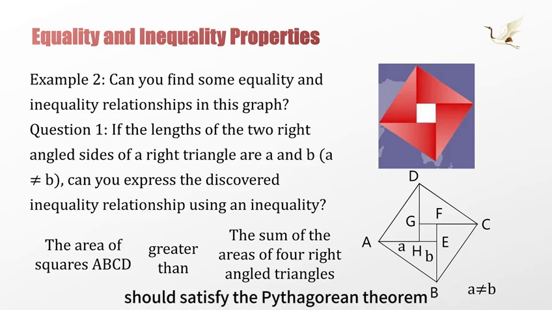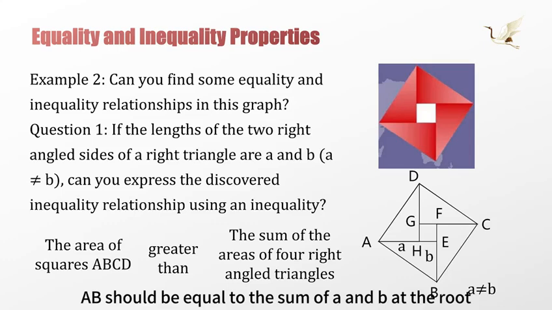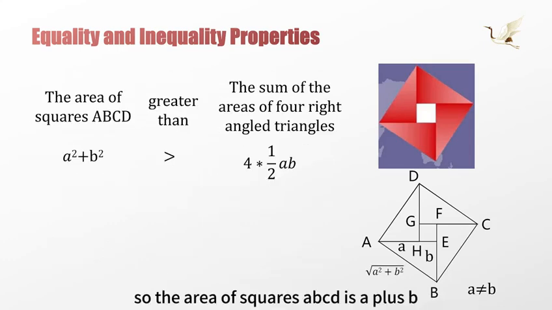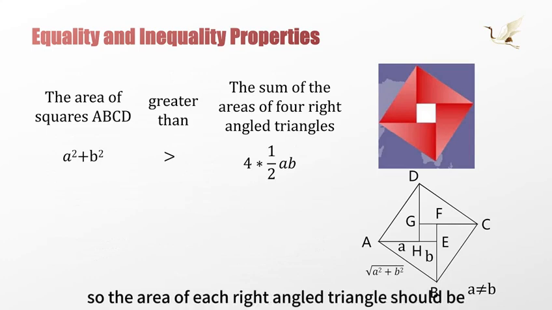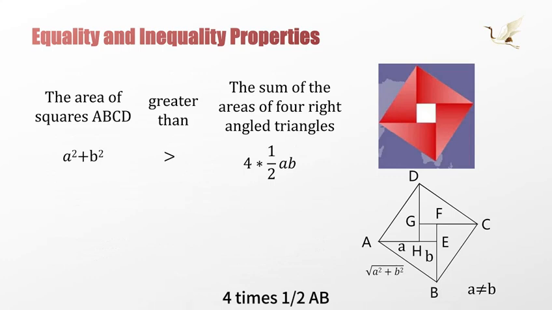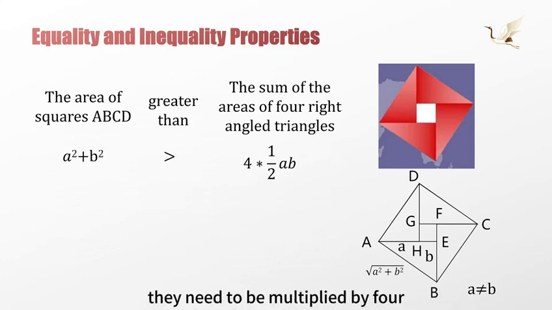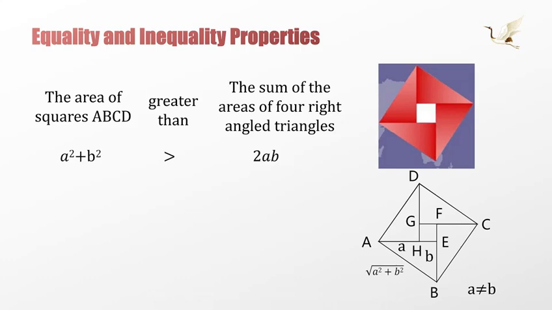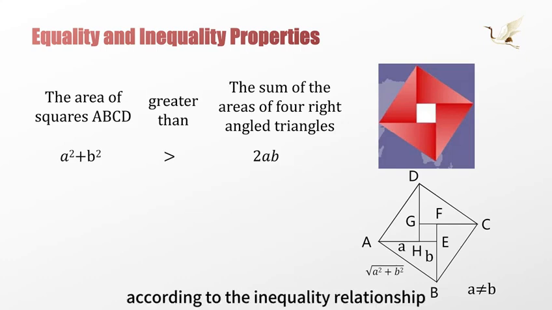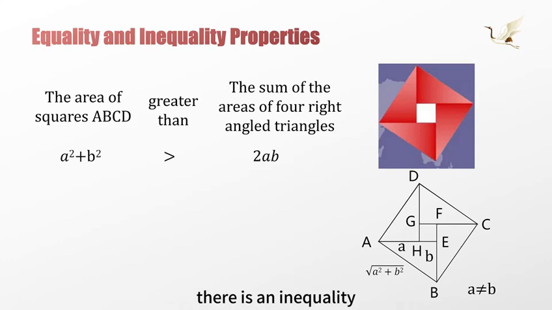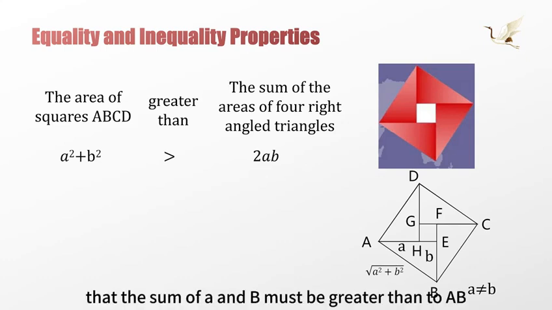should satisfy the Pythagorean theorem. AB should be equal to the square root of a squared plus b squared. So the area of square ABCD is a squared plus b squared. The area of each right-angled triangle is 1/2 ab. Since there are 4 right-angled triangles, they need to be multiplied by 4. So the sum of the areas of the 4 right-angled triangles is 4 times 1/2 ab, that is 2ab. According to the inequality relationship, there is an inequality that a squared plus b squared must be greater than 2ab.